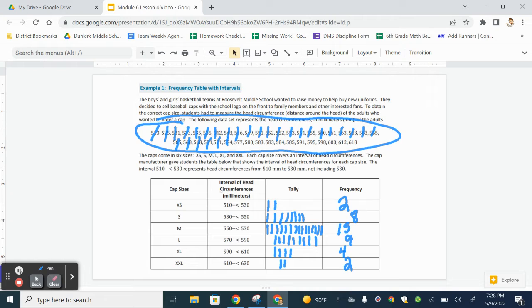So I need to look in my intervals and where would 570 fall? Well, I see a 570 here and I see a 570 here, but remember, you've got this indicator of less than. So for a medium, it says 550 to less than 570. So it can't be 570. It can be 569 and 9/10 there, but it can't be 570. So for number 1, if you had a head circumference of 570 millimeters, you would actually need a large. So you're going to want to write that for number 1.